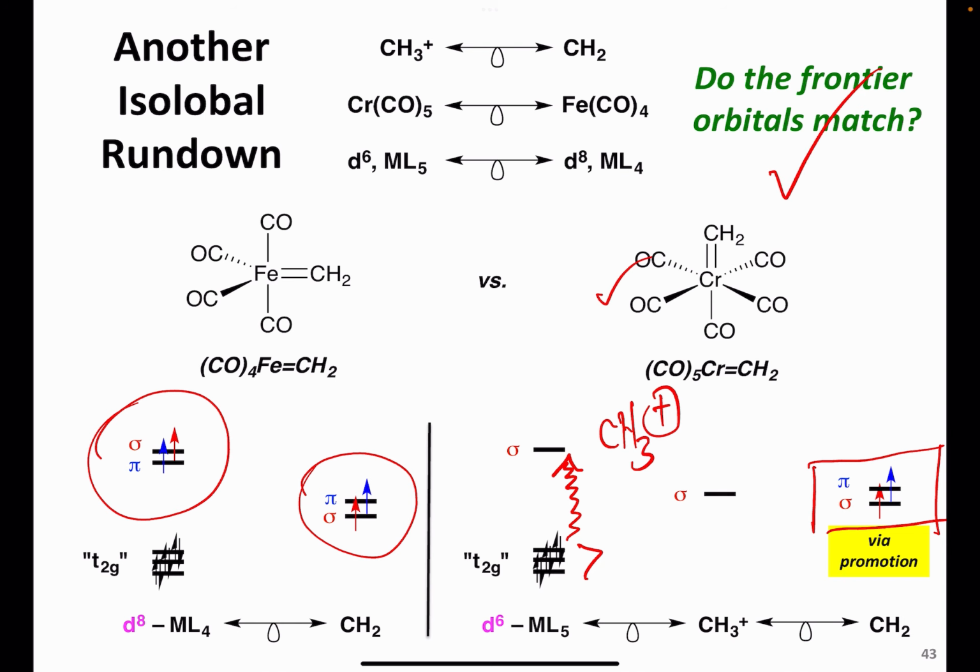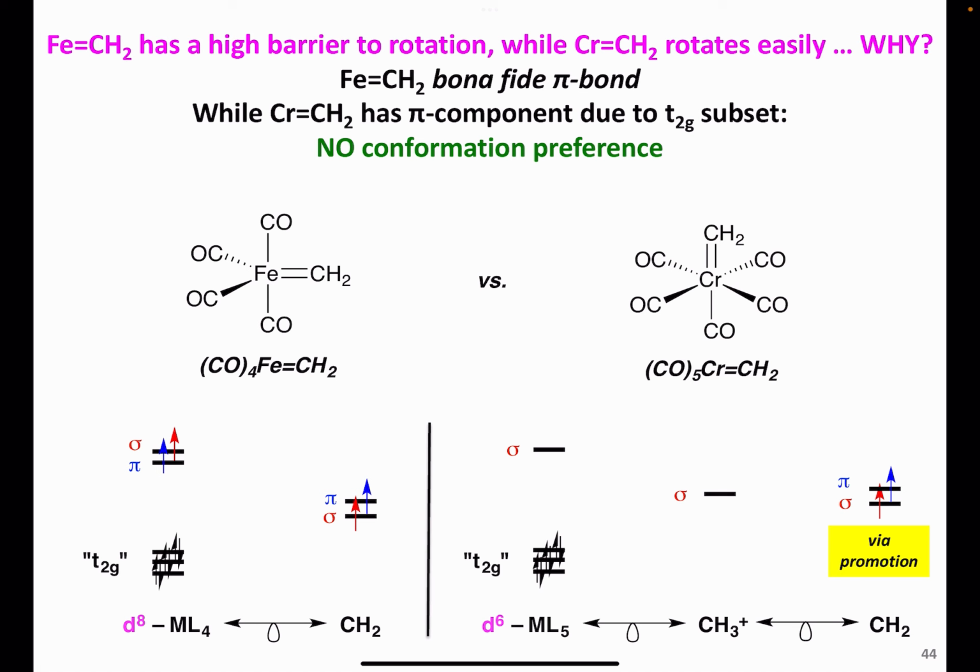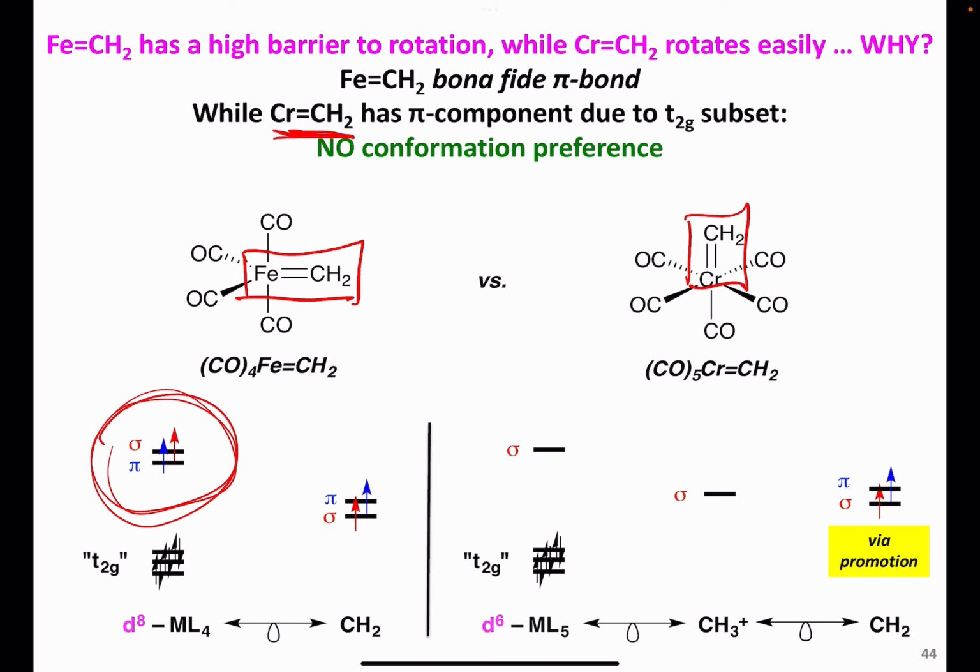And so what's really very interesting about this is that what is known is that the iron carbonyl has a really high barrier to iron-carbon bond rotation, consistent with multiple bonding, consistent with a double bond. However, the chromium CH2 fragment rotates easily. And so can we justify this based on the isolobal analogy? And we can. And so the iron compound has a bona fide pi bond. You say the first interaction is sigma in nature, the second interaction is pi in nature, and therefore the bond has restricted rotation. Well, this isn't the case for the chromium carbonyl.